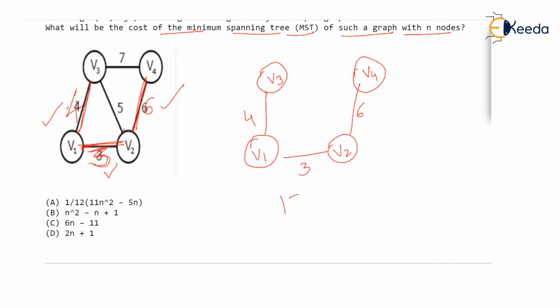10 plus 3, 13 we have got. This is the cost. Now, in which formula does this fit? If you check the first formula, it is 1 by 12 into 11 into n square minus 5 into n. Now, n square over here is 4 square, because there are 4 vertices in the given graph, minus 5 into 4, because 5 into n is the first option. So if you solve this, this is going to give us 11 into 16 minus 20.